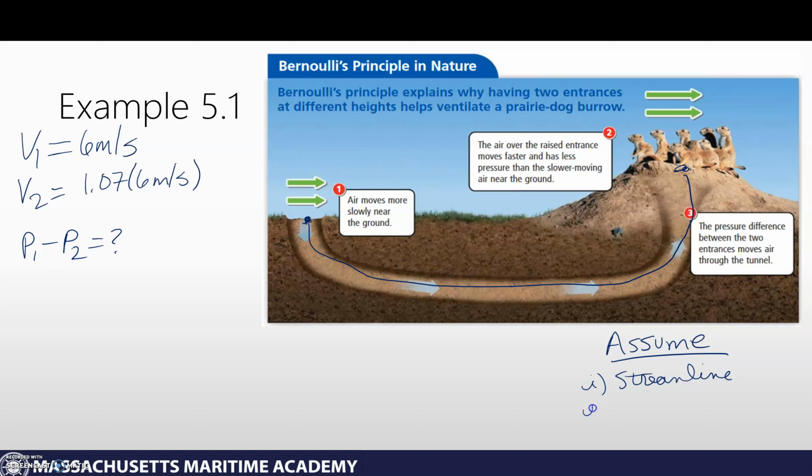I'm also going to assume steady flow. There's nothing in this that says otherwise. I'm going to assume it's an inviscid flow. Friction, there's not really a lot of friction in air as it rubs against each other. And the last one is I'm assuming incompressible flow, so density is constant. I can make that assumption because the airflow is flowing slow enough.